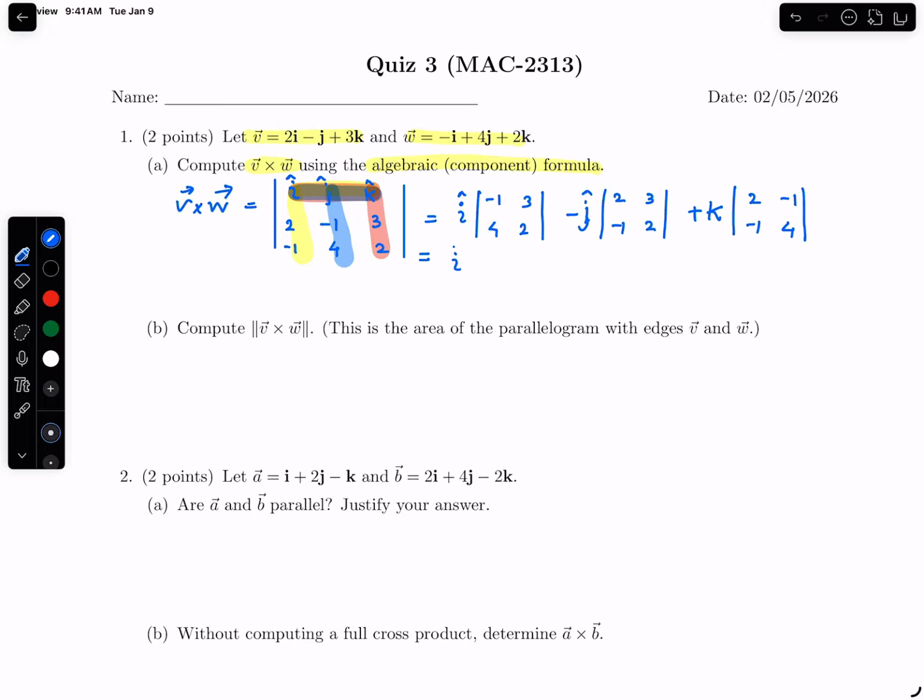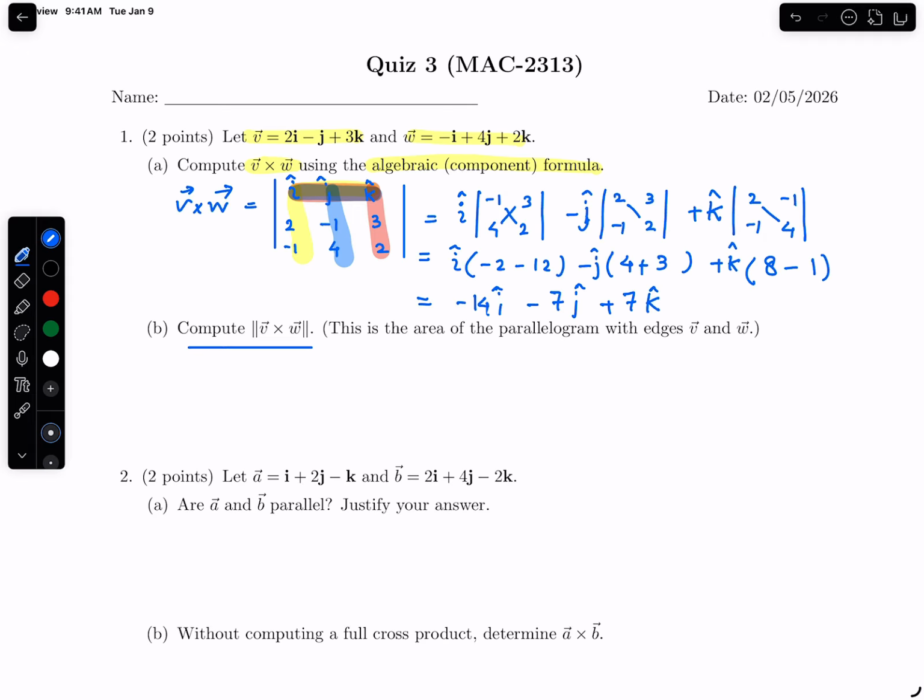So for the i, I multiply in this way, so -2 minus 12. For -j, I do 2 times 2 is 4 minus -3, which becomes +3, and for this one, 2 times 4 is 8 minus -1 times -1 is +1. So this is -14 i, -7 j, and +7 k. Okay, so this is the cross product.